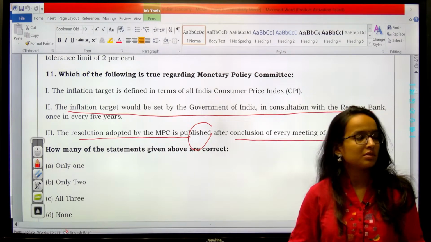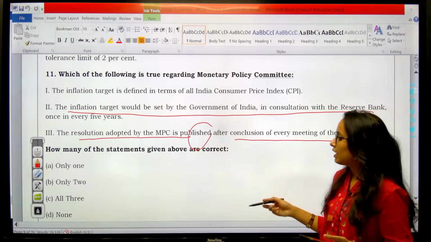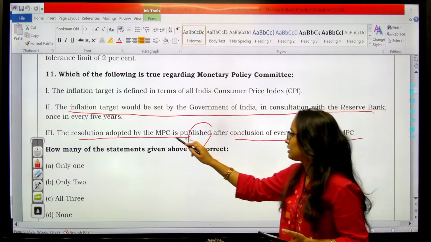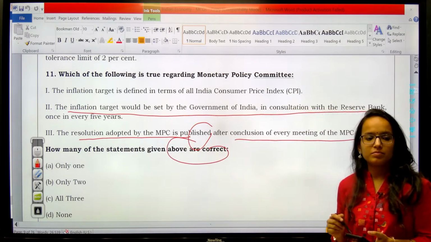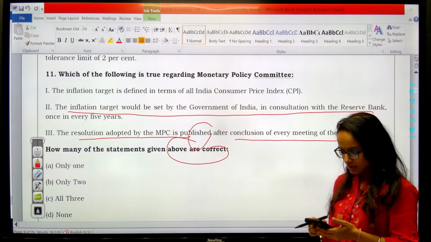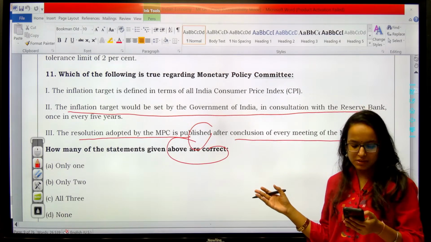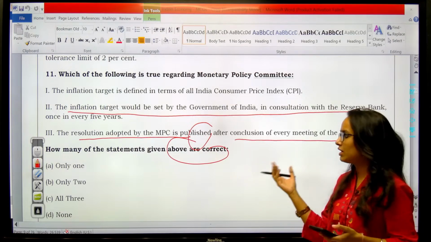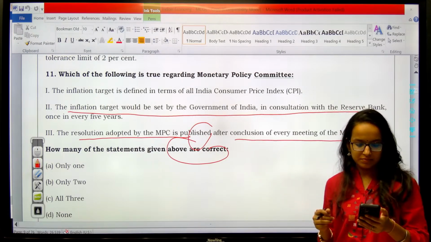Yes, anyone please. What should be the right answer? So again, how many statements given above are correct? Tell me, how many statements are correct? This is a very simple question regarding MPC. You all know everything about MPC, right? Tell me the answer.